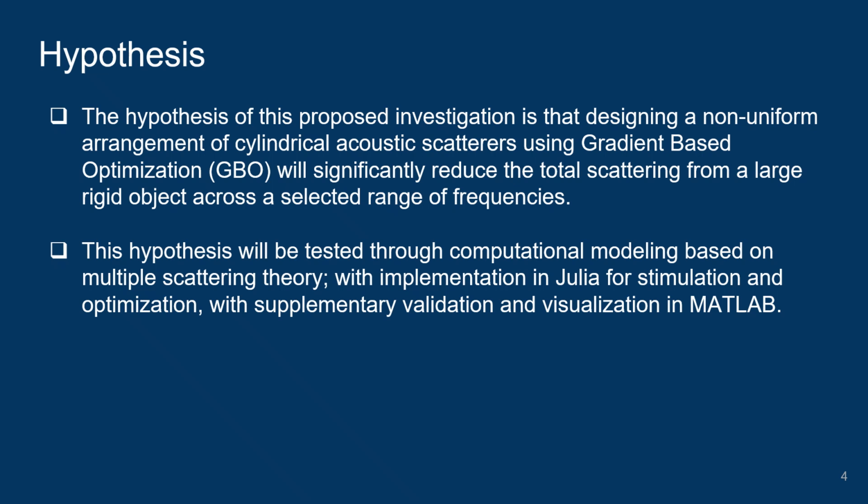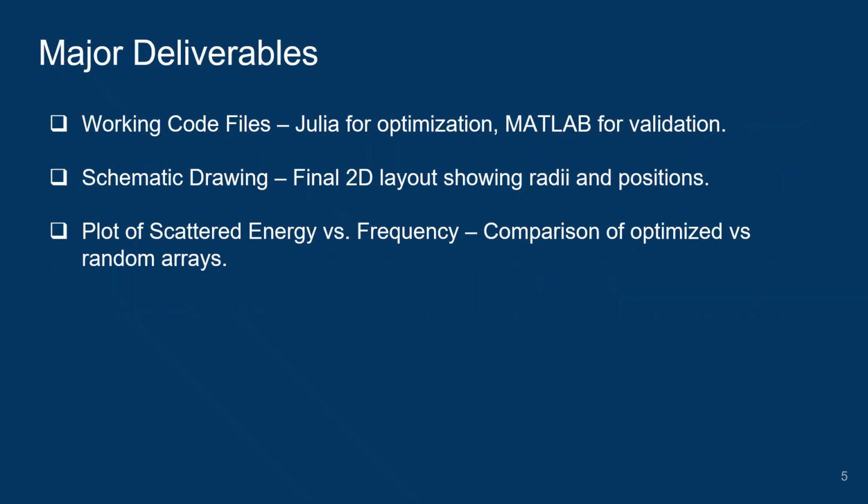Julia programming is used for simulation and optimization, whereas MATLAB is used for validation and visualization. Major deliverables include working code files of Julia and MATLAB, schematic drawing showing radii and position of scatterers, plot of scattered energy versus frequency for various configurations.